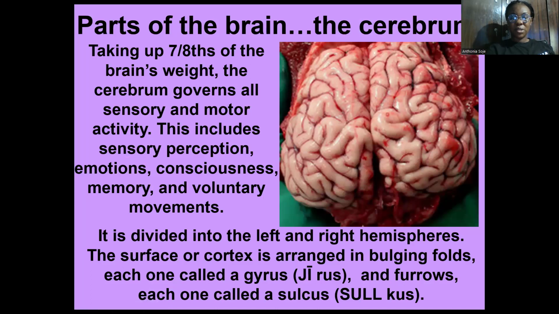The cerebrum takes up 7/8 of the brain's weight. It is the largest part of the brain, and it governs all the sensory and motor activity. This includes sensory perception, emotions, consciousness, the ability to be conscious, memory, and voluntary movement. It is divided into the right and the left hemisphere.